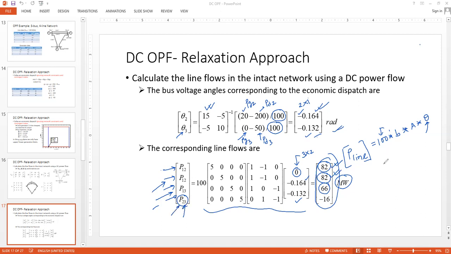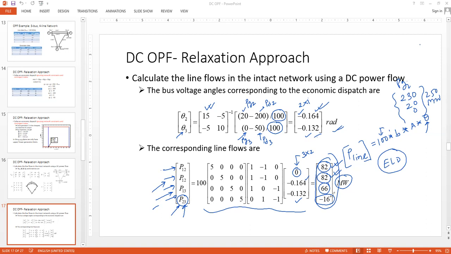However, for the solution of this ELD, for this generation mix of 230 megawatt, 20 megawatt and 0 megawatt, for satisfying 250 megawatt of demand, my flow in line 4 is reversed. Okay, it's not a big issue as long as it is within the limits. It is not a big deal.